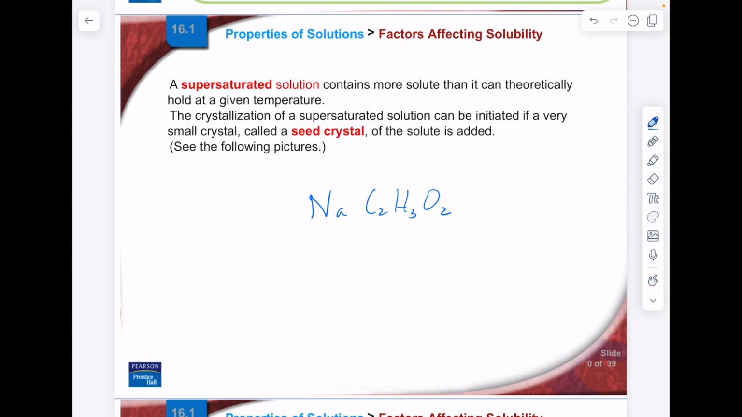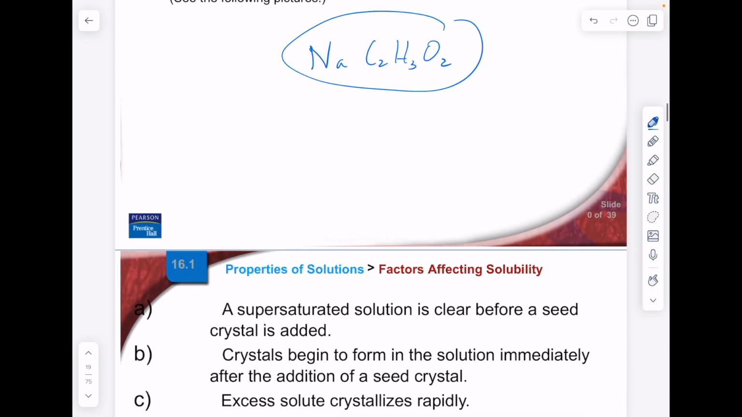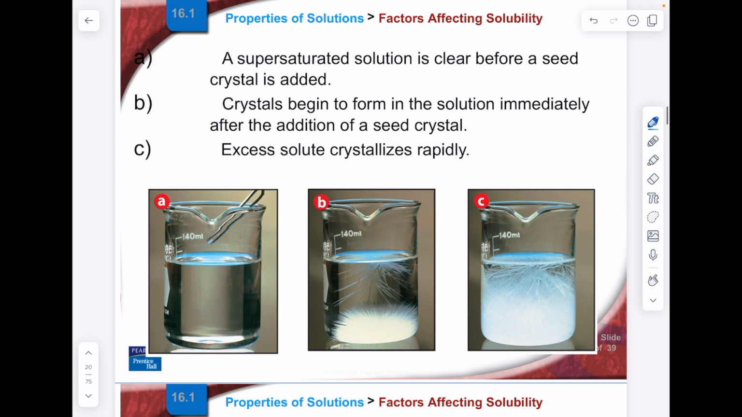And when we add this salt at a very, very high temperature, we can dissolve a lot of it in the hot water. And then as we let the water cool, interestingly enough, this salt will stay dissolved. And now my solution becomes supersaturated. It has way more salt in it than it would normally have if I just tried to dissolve it at that particular temperature. But then as soon as I add a seed crystal, it'll immediately begin to crystallize around that seed crystal. And so this is an example of a supersaturated solution.